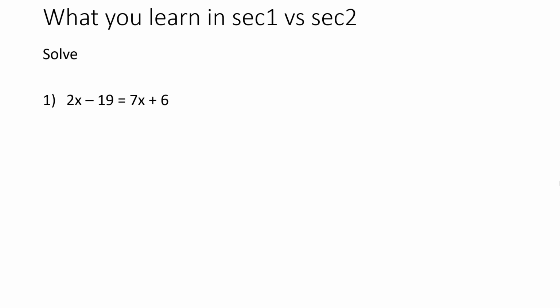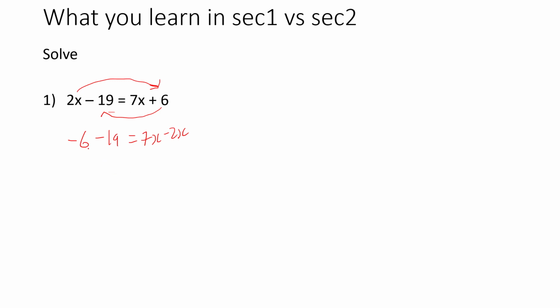So what you have learned in Sec 1 is a typical question will look like this: 2x minus 19 is equals to 7x plus 6. When they ask you to solve, it's finding the value of x. So very simple. 2x I bring over, plus 6 I bring over. So plus 6 will become negative 6, minus 19 is equals to 7x minus 2x.